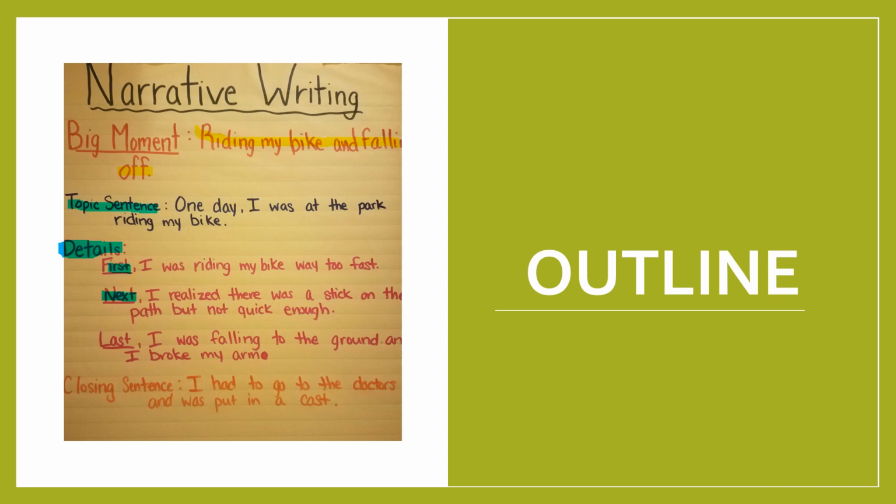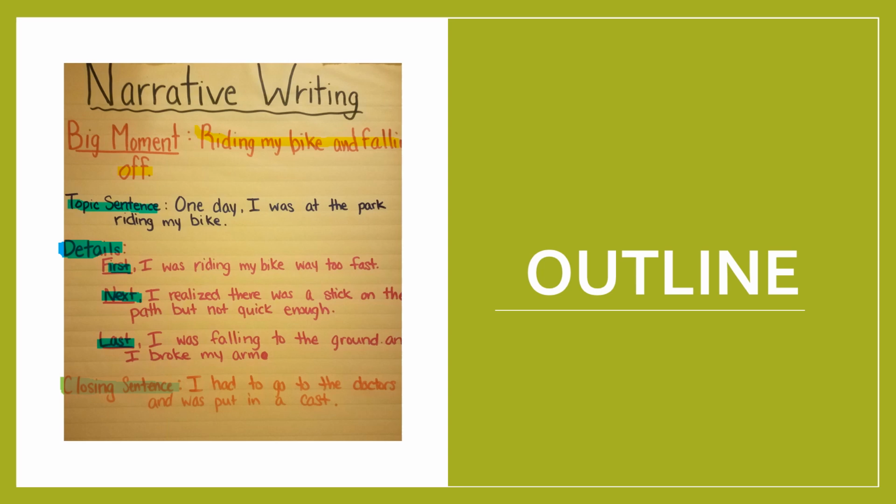Next, I realized there was a stick on the path, but not quick enough. Last, I was falling to the ground and I broke my arm. Once you have those 3 details down, you can move into your closing sentence. This closing sentence allows you to get your final words in and kind of close up the whole entire story. My closing sentence for this outline was, I had to go to the doctor's and was put in a cast.